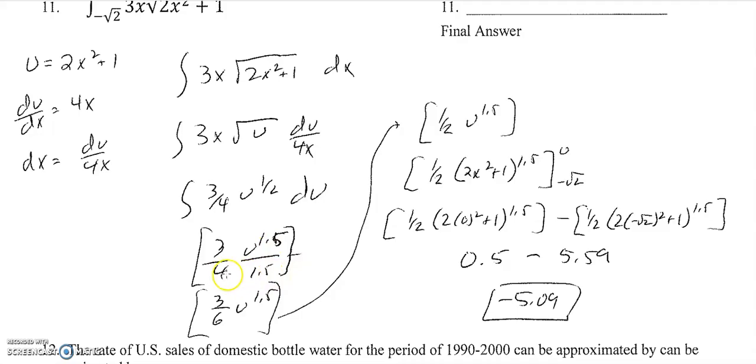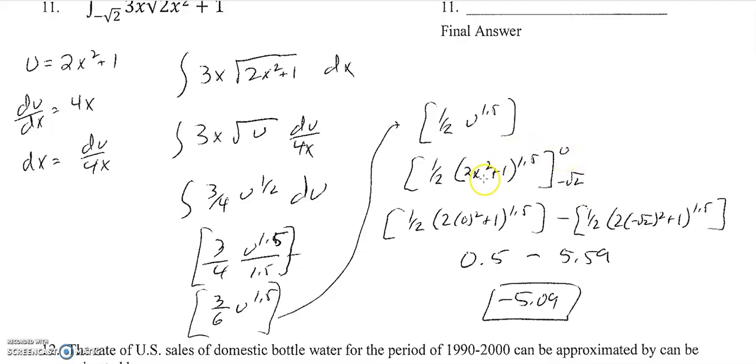Notice that we have 4 times 1.5 in the denominator, which is 6. So we have 3 over 6, u to the 1.5. 3 over 6 simplifies to 1/2, u to the 1.5. And then we have 1/2 instead of u, we have 2x squared plus 1 raised to the 1.5, going from negative square root of 2 to 0.